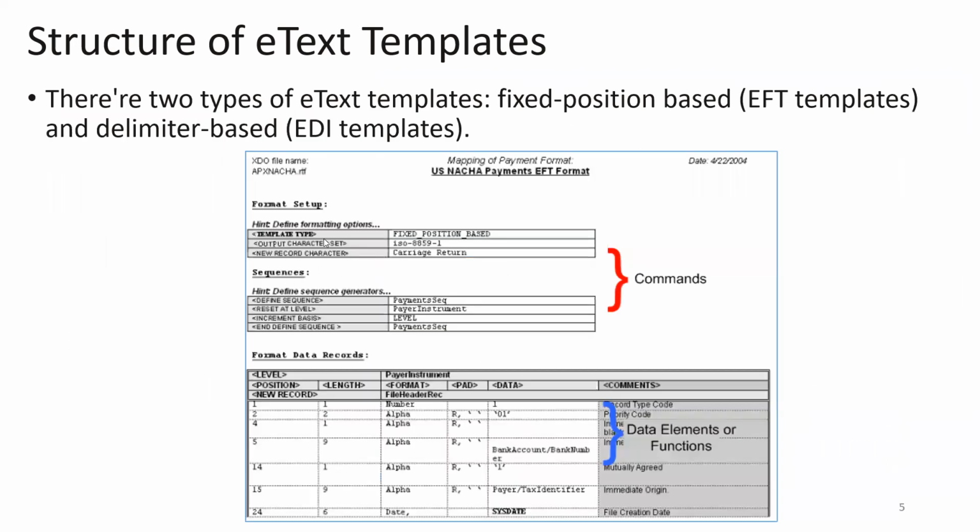The first one, if you observe, is the template type. This is the place where you mention what kind of output format you want, whether you want a fixed length or whether it's delimiter based. Then there is the output character set, and you just need to mention the new record character, nothing but a new line. And here the sequence we will not discuss at this point of time, you can just ignore.